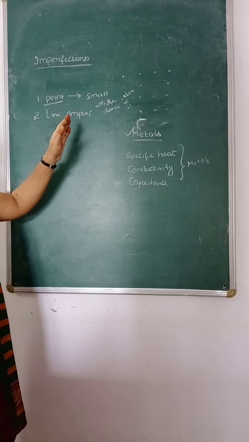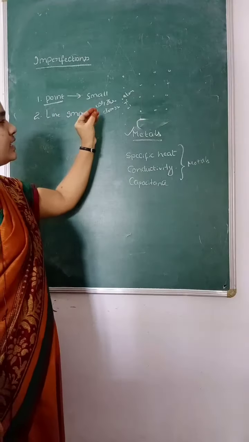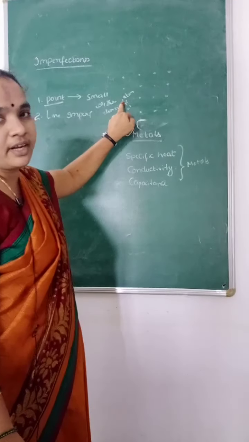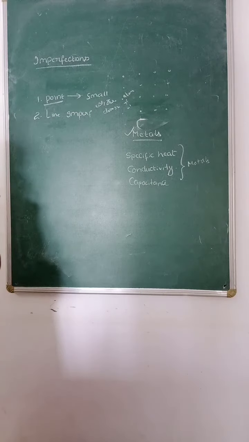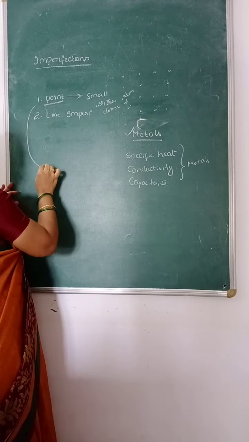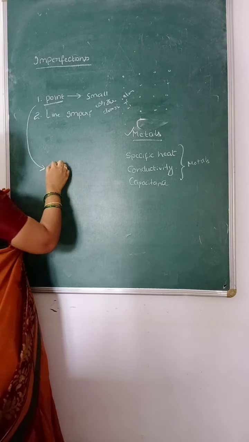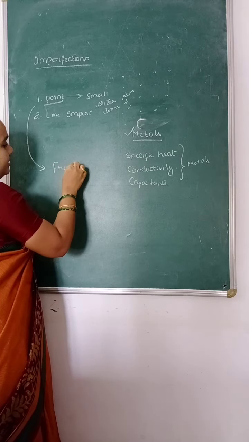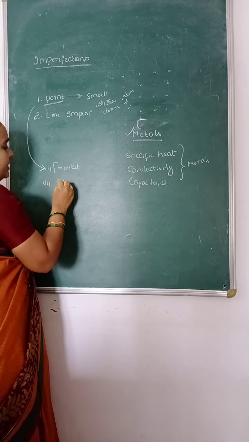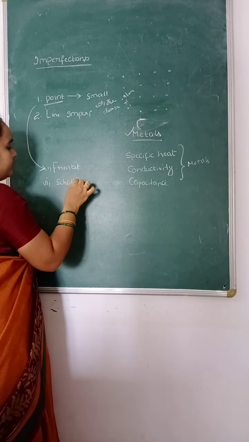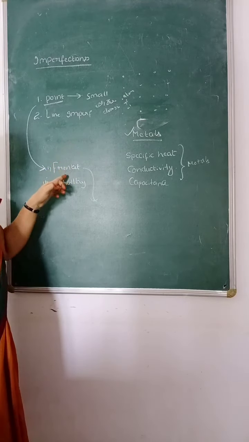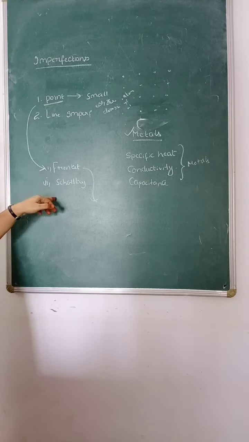Point imperfections are small. They involve a small number, either one or two, of missing atoms at their lattice points, or ions. Again, these point imperfections are categorized as Frenkel defect, and second one is Schottky defect. Point imperfections are again categorized as Frenkel defect and Schottky defect.